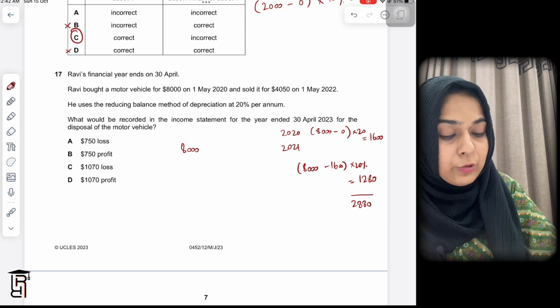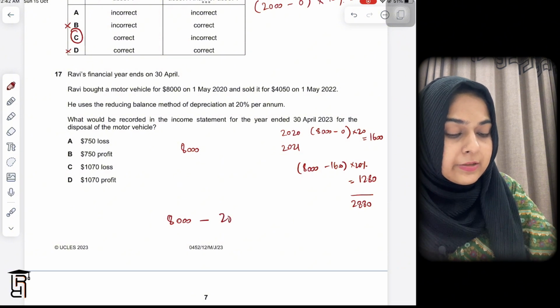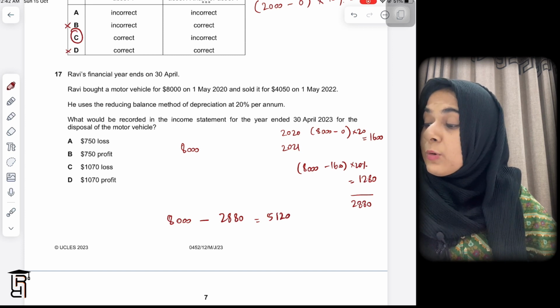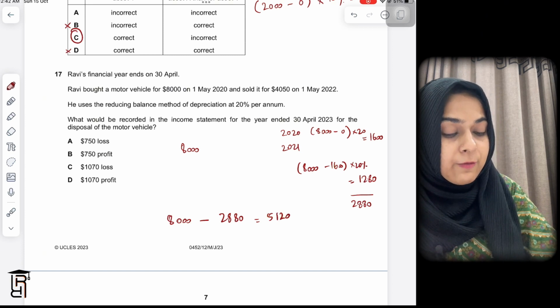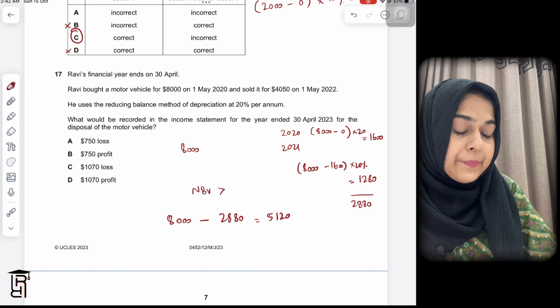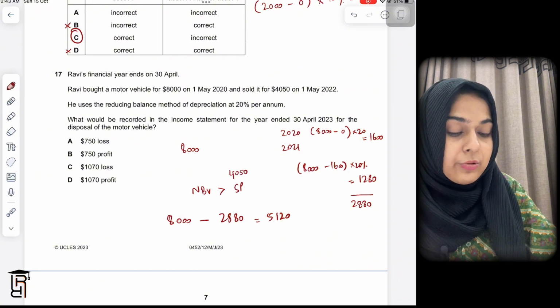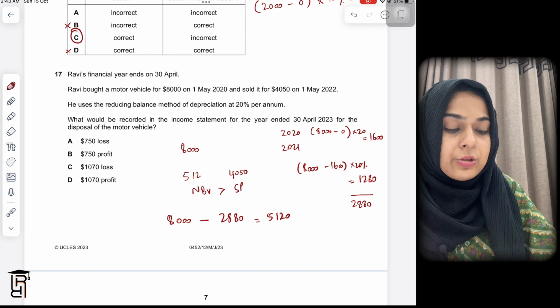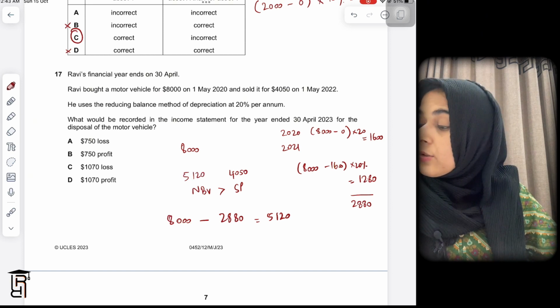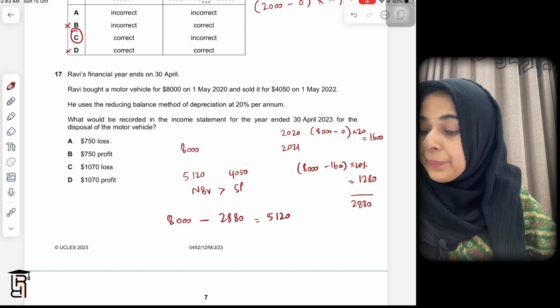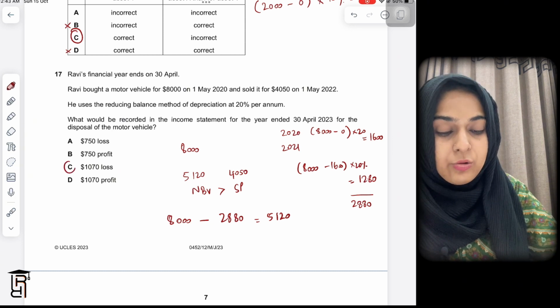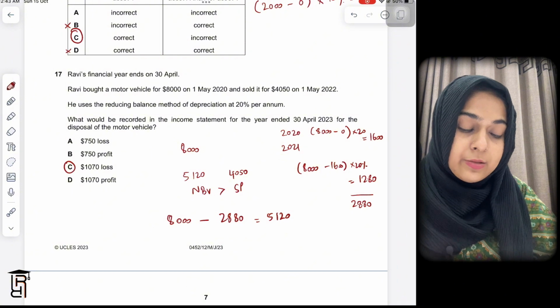So your net book value will be 8000 cost minus accumulated depreciation, that is 2880, which is equal to 5120. That is your net book value, and you are selling it for 4050. So when net book value is greater than your selling price, 4050 being the selling price and net book value being 5120, the difference is basically a loss. So the loss will be 1070. Here the answer will be C.